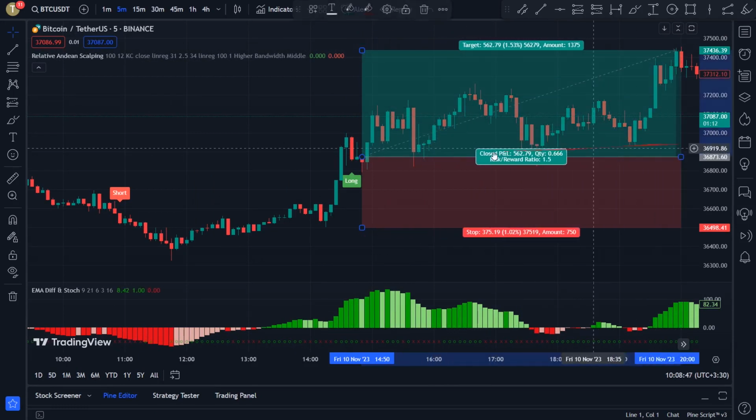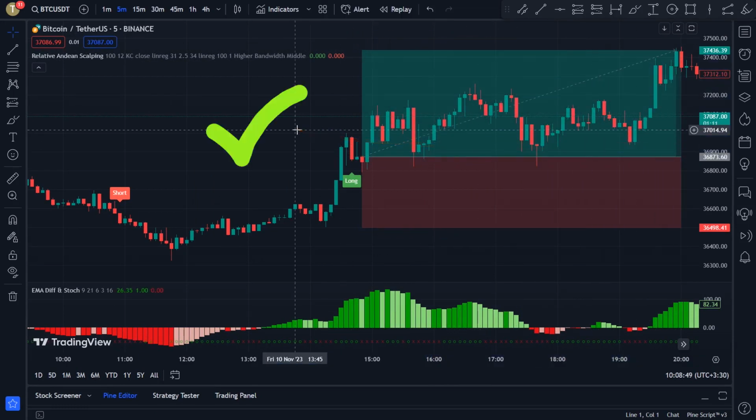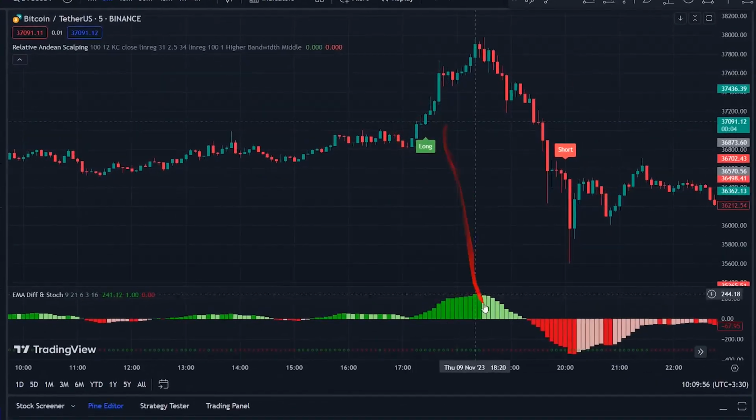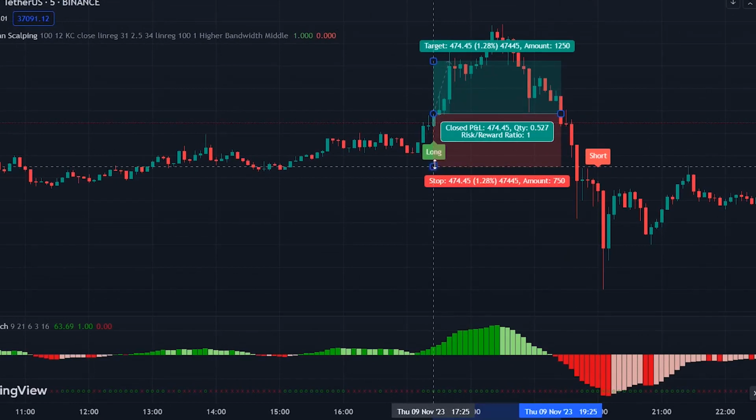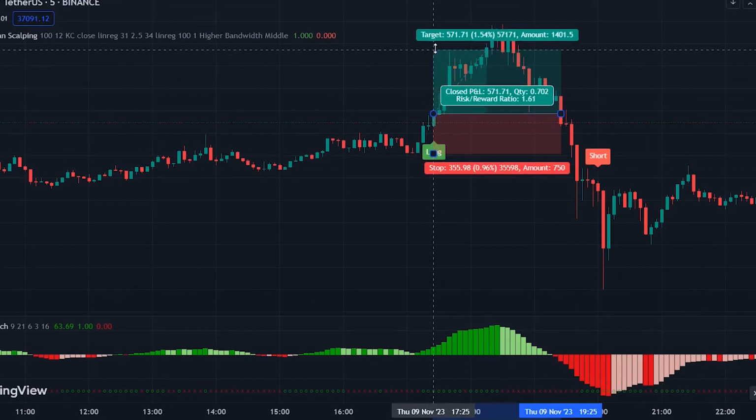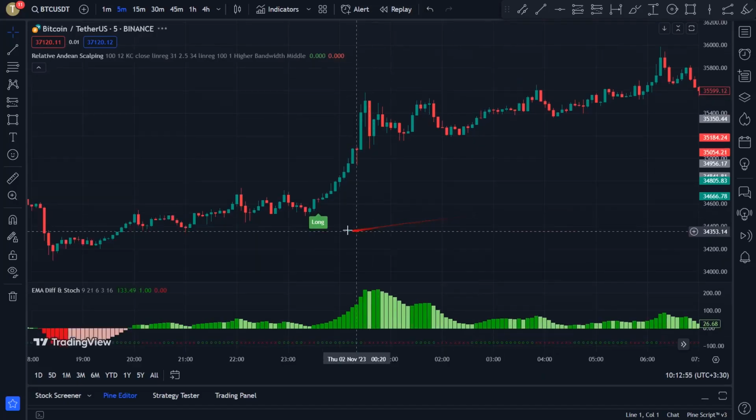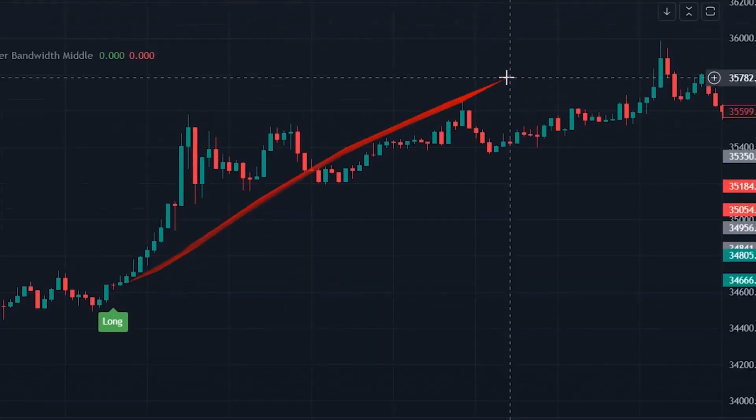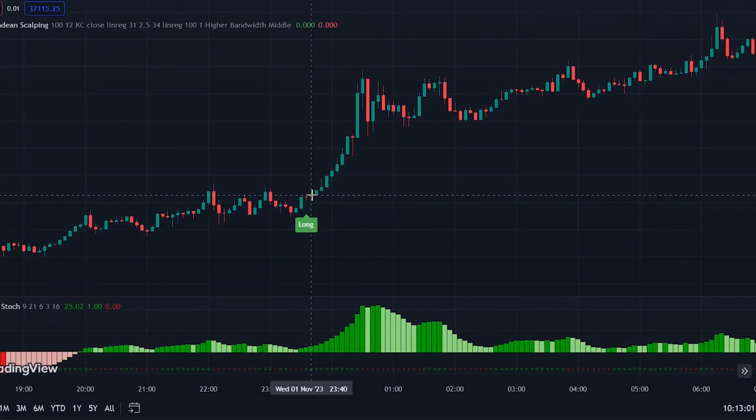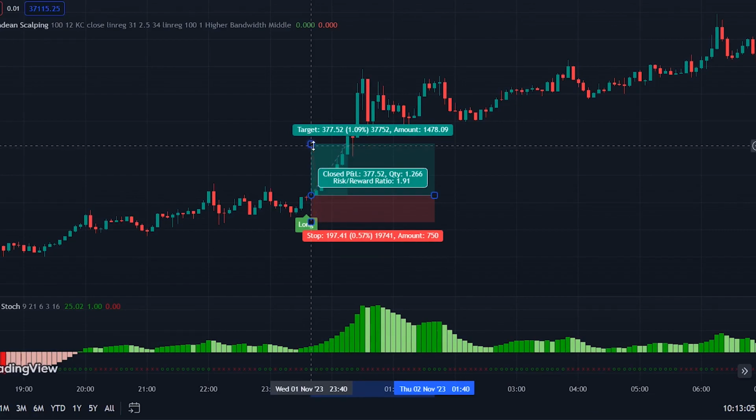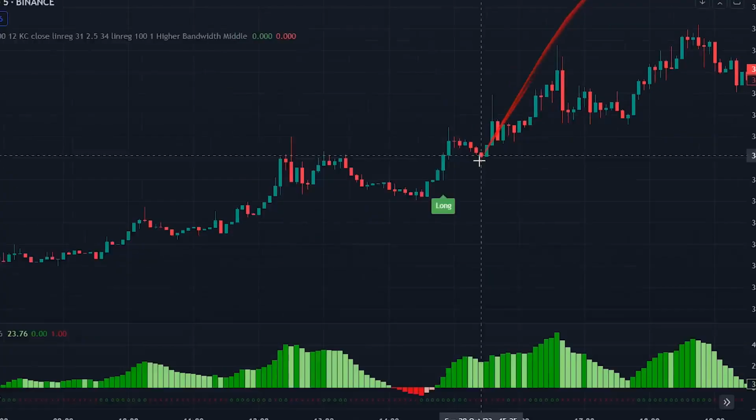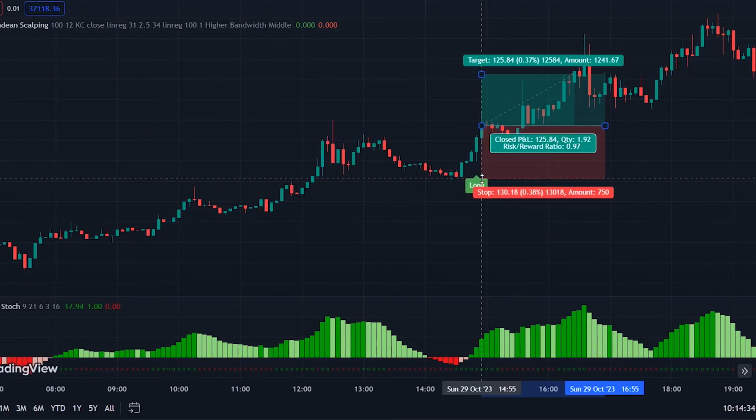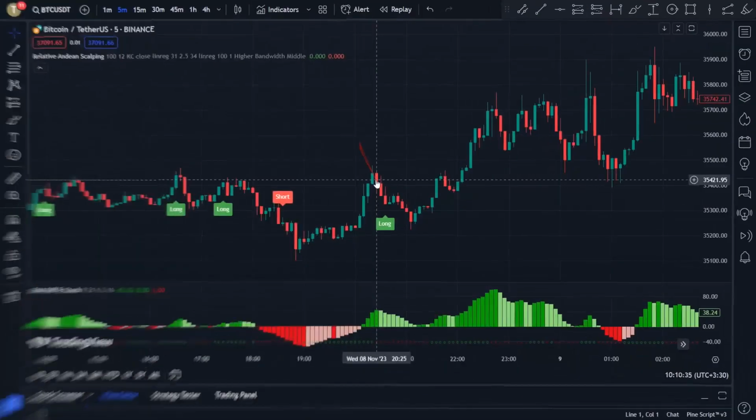The market completely hit the target. Let's look at a few examples of these trades together. I hope you have understood this strategy and like it because it is a great strategy that can make you a lot of profit.